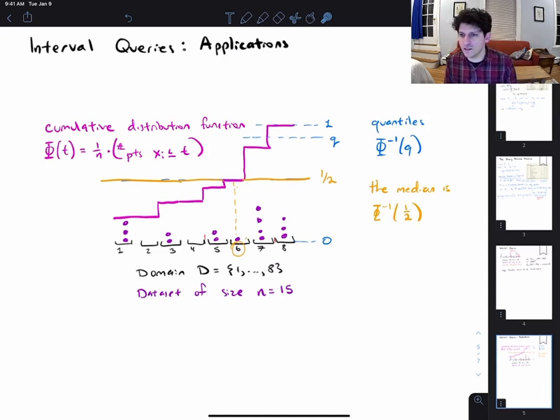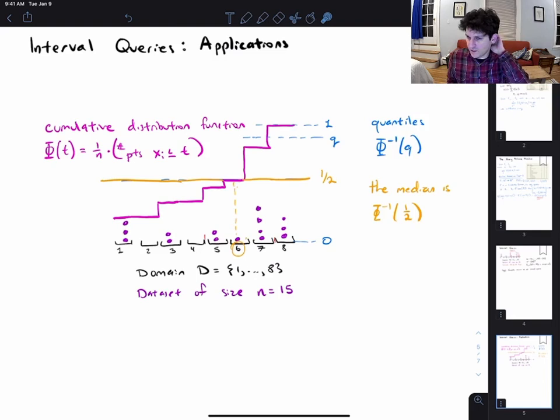Okay, so the quantiles are essentially asking for the inverse of the cumulative distribution function, although we have to be a little careful because the way I've defined the data is discrete, so it's not clear how you invert something that's not continuous and not invertible. But we can make suitable definitions for how you would define the inverse of this step function. And the median is like phi inverse of a half. So you can think of the median by saying, let me draw the horizontal line corresponding to 1/2, figure out where it hits the pink line, and then drop that down. And in this case, I get 6.